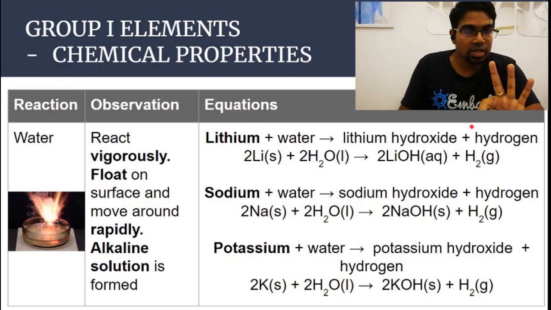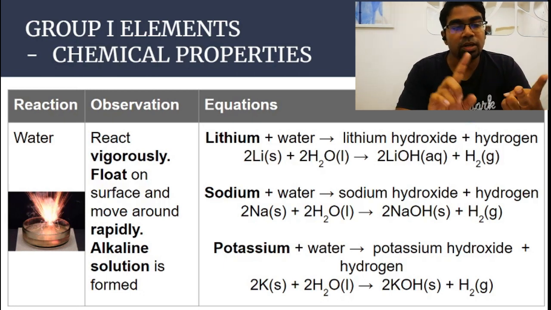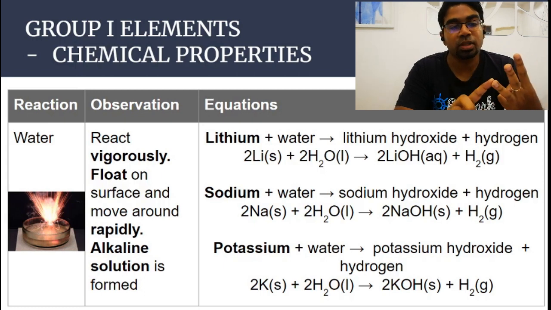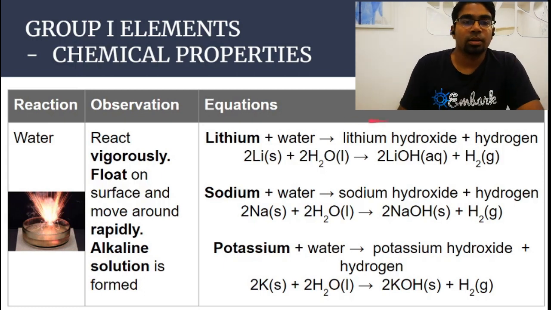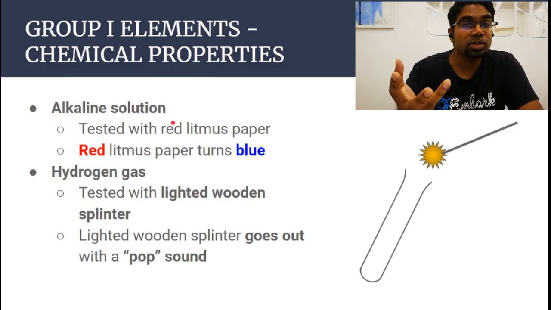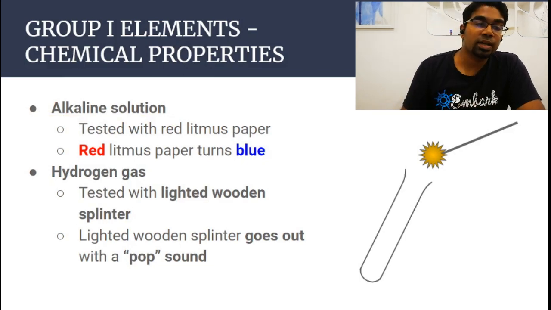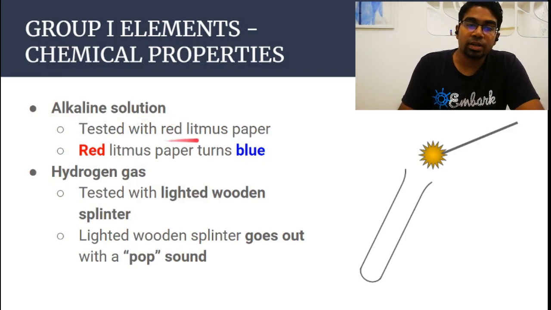So these are the three chemical properties that you need to remember: reaction with group 17, reaction with oxygen, and reaction with water. Now, what observation do we expect? How do we test the alkaline solution? Because after reacting, the alkaline solution will look just like water. So how do we determine that it's an alkaline solution? We test with red litmus paper. If it is really alkaline, the red litmus paper will turn blue.